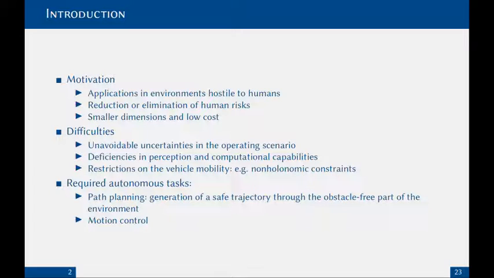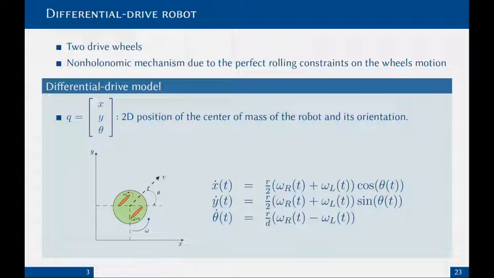Despite the extensive research on this topic, it represents a challenge, specifically when limited computational resources and perception capabilities are considered. Things turn out to be more complicated when non-holonomic constraints are taken into account. A differential drive robot is a two-drive-wheel vehicle, and it represents a typical example of a non-holonomic vehicle due to the perfect rolling constraints on the wheels' motion.